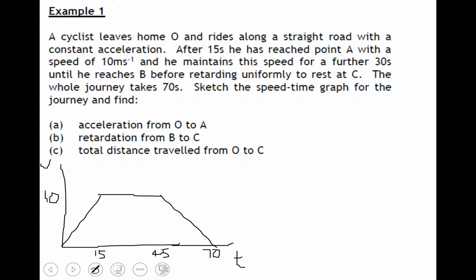We have our sketch. Now in part A, we're to find the acceleration from O to A. Now acceleration is the gradient of the graph. So the difference in y, which is 10, over the difference horizontally, which is 15. So 10 over 15 is 0.67 meters per second squared.